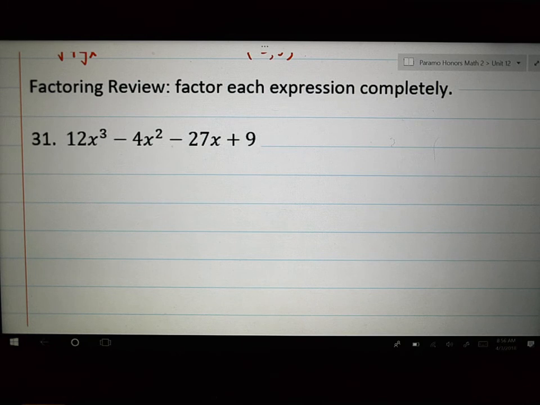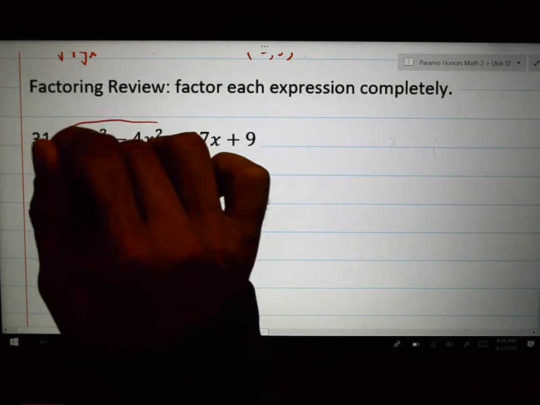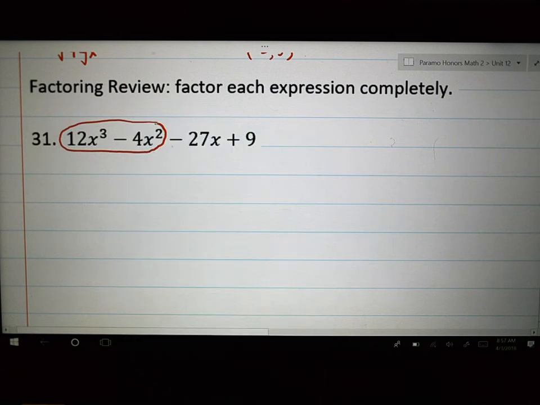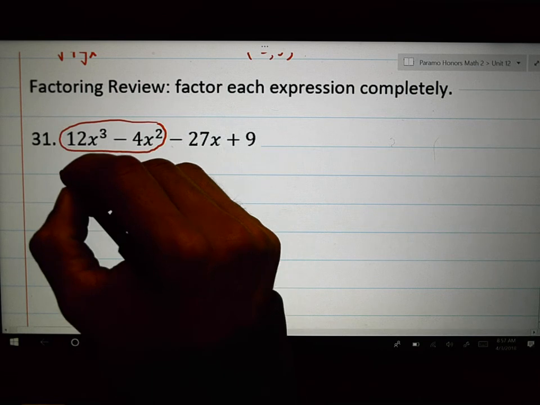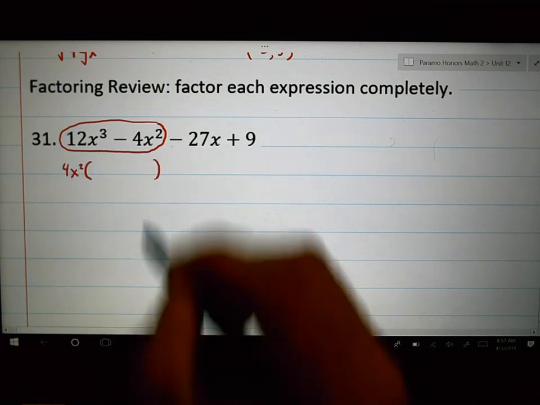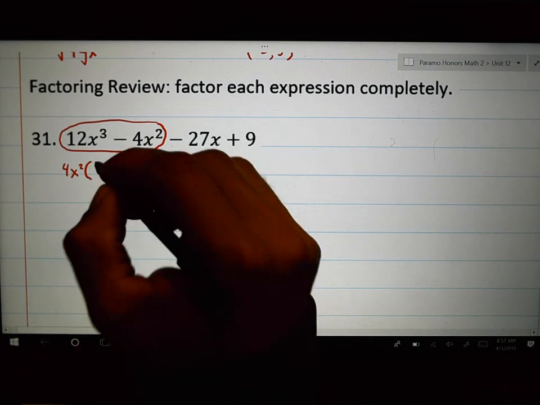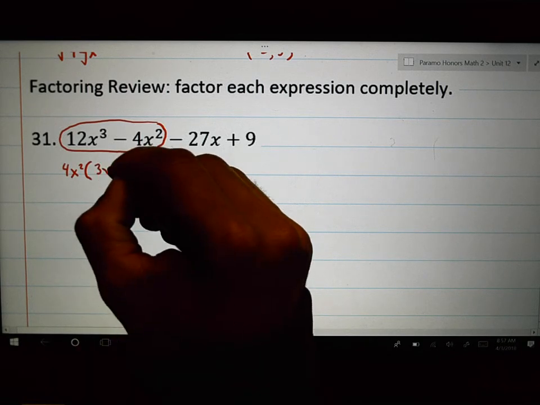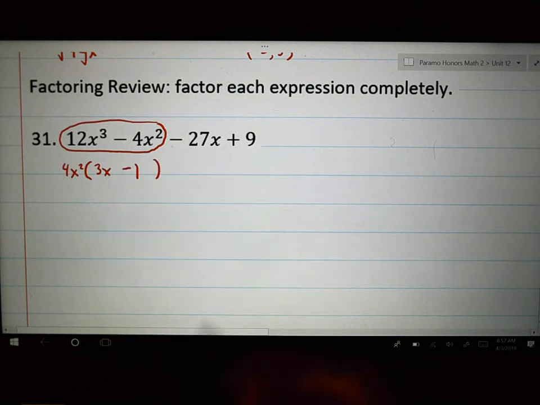The grouping method means that you look for a GCF out of your first 2 terms. Is there a GCF of your first 2 terms? What is it? X squared. If you were to factor out a GCF of the first 2 terms, what would be left? Let's switch colors.